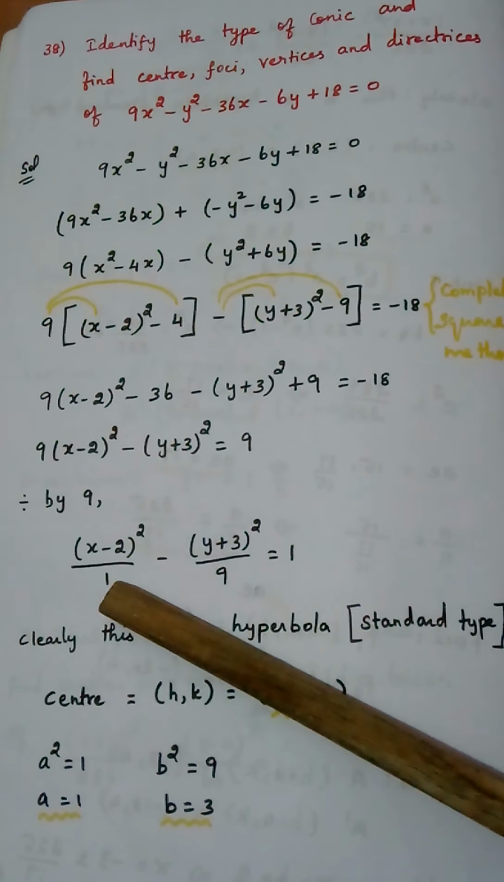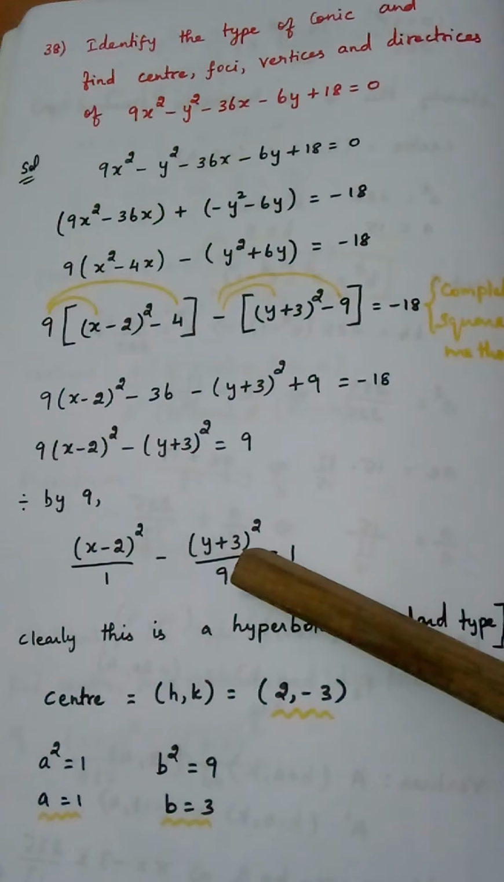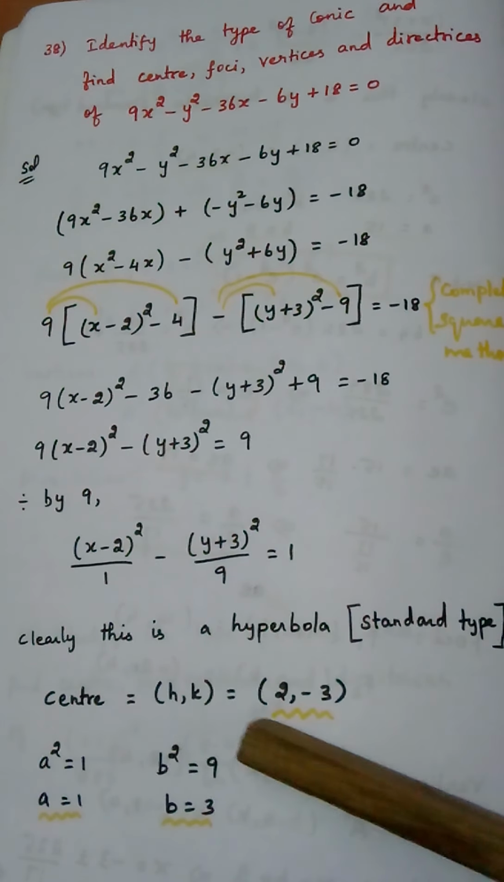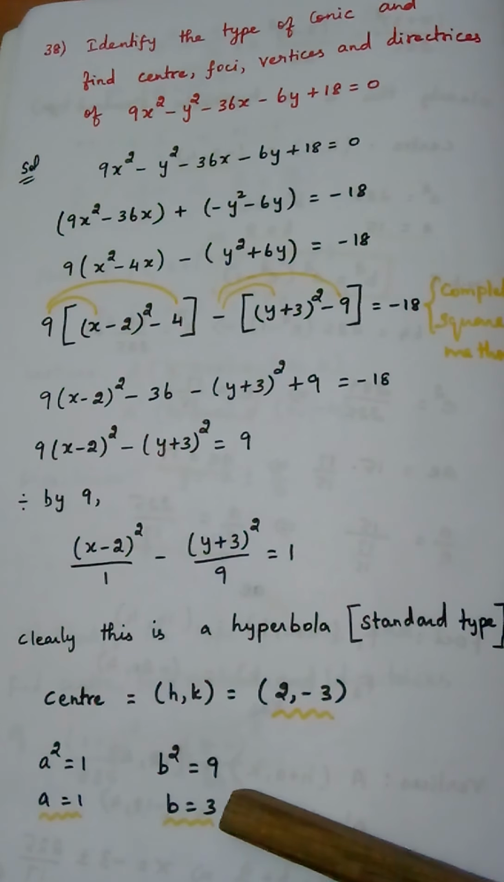What is a square? Whatever number comes first should be taken as a square. Whatever number comes second should be taken as b square. So a square equal to 1, b square is equal to 9, from which a is equal to 1, b is equal to 3. I think you will understand up to this.